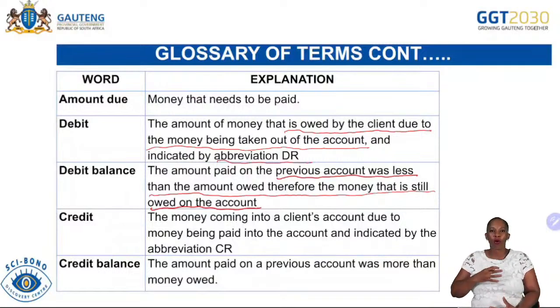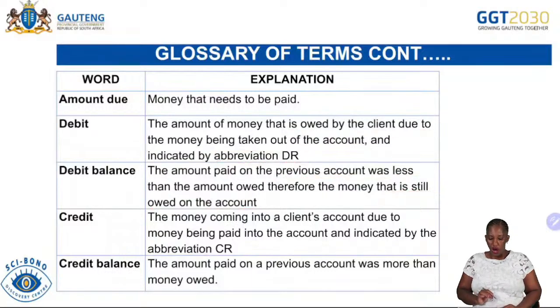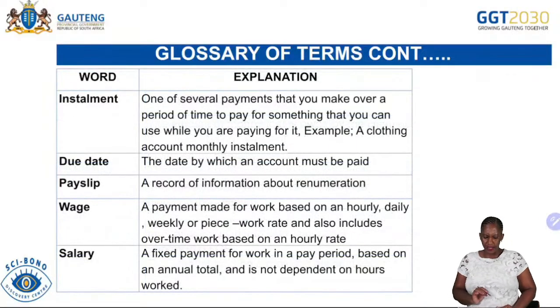If I have paid more in my account, then my account is now on the positive. I don't owe the bank anything, and I have more money left on my side. That amount is the credit balance. It is the amount paid on the previous account that was more than money owed. So if I owed them 300 and I pay 500, I've got a credit balance of 200 because I've paid them 200 rand more. I hope we are together, boys and girls. Just understand these abbreviations, know when to use them, and you'll be able to define them based on the context. Let's continue, boys and girls.